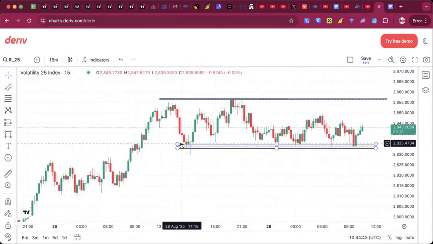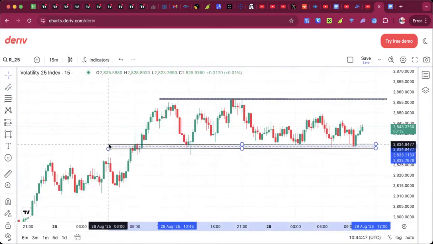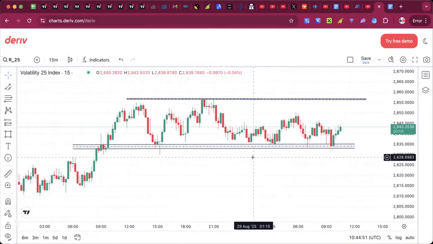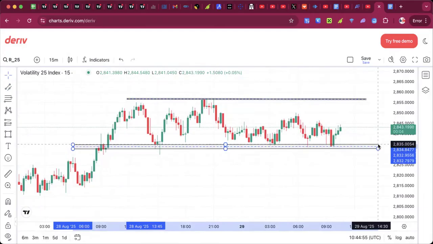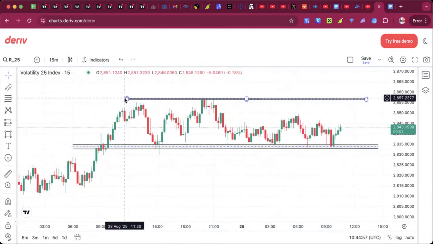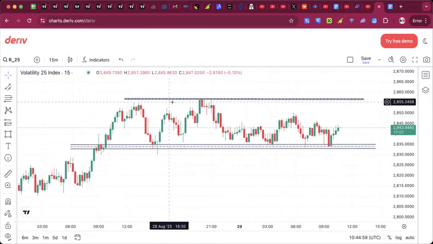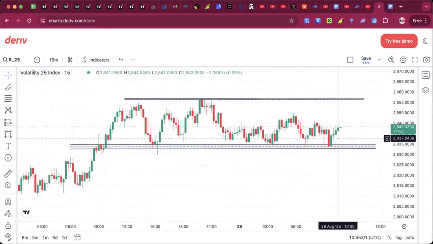So let's just take it this way. Ordinarily, what you should be looking for is just a swing low and a swing high. The market doesn't really stop you just to have an idea. I do something more detailed.